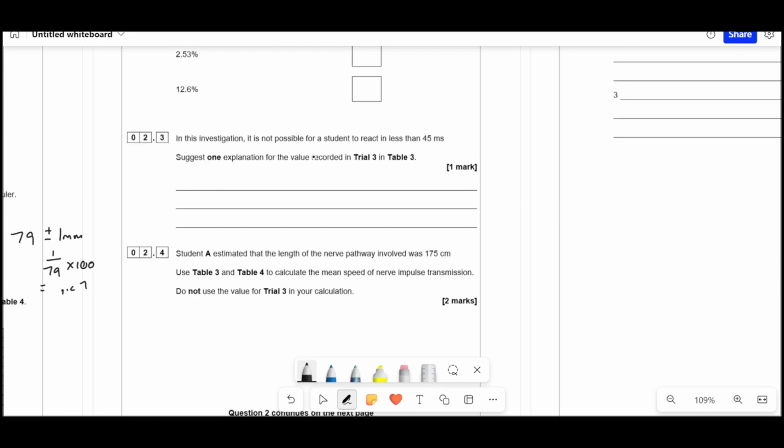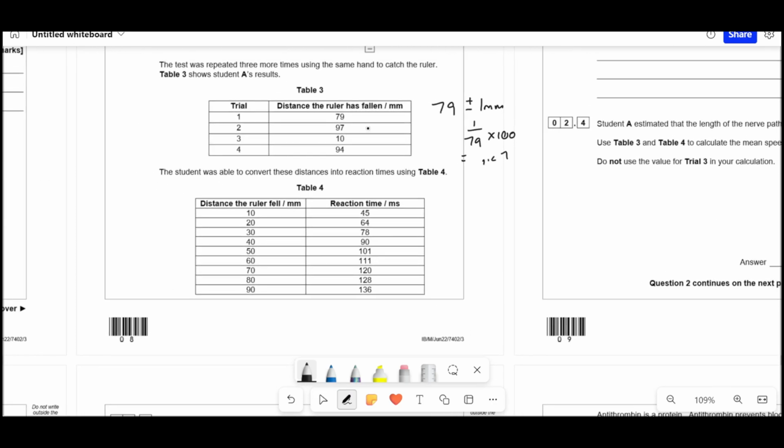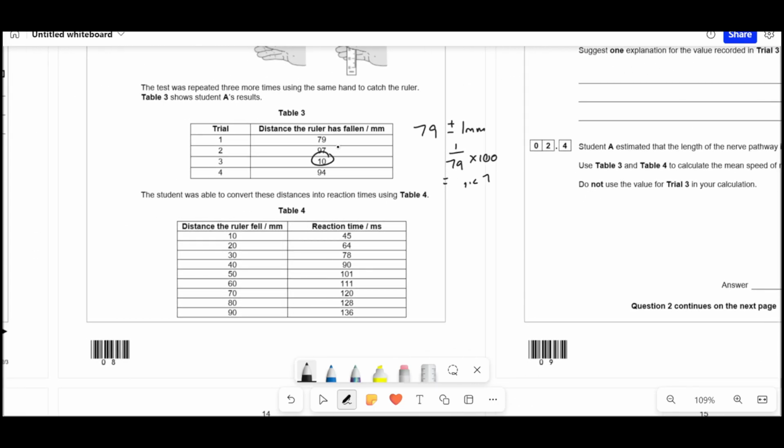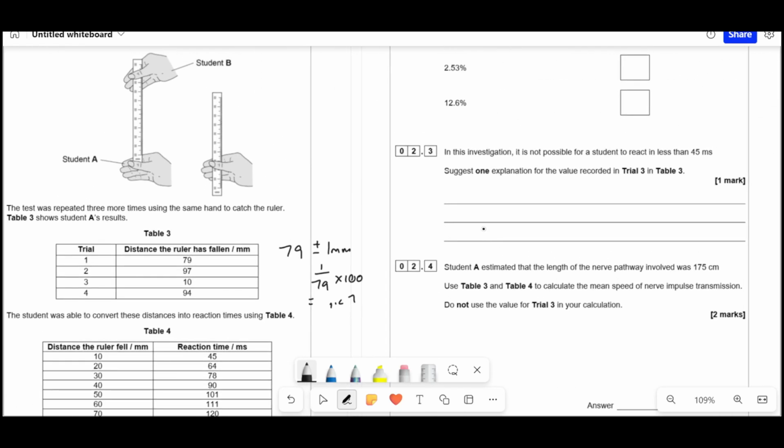In this investigation, it's not possible for a student to react in less than 45 milliseconds. Suggest one explanation for the value recorded in trial 3 in table 3. So what they're saying is you cannot go below 45 at all. So how on earth did they get 10? It's not like they got some superhuman thing. The only reason it could happen is probably because something went wrong with the experiment.